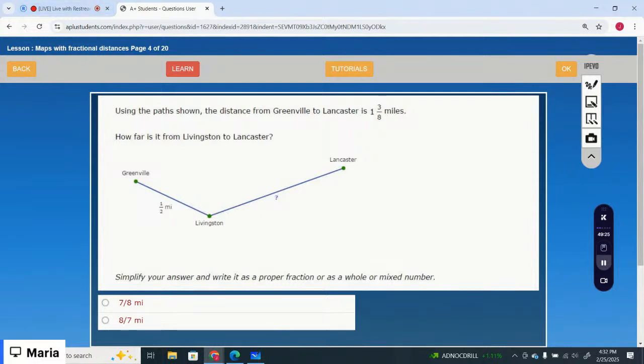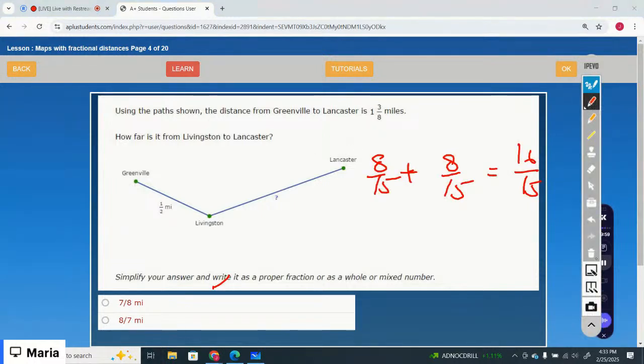Okay, the next one is: using the path shown, the distance from Greenville to Lancaster is 1 whole 3 over 8. How far is it from Livingston to Lancaster? So the distance from Greenville to Lancaster is 1 whole 3 by 8.